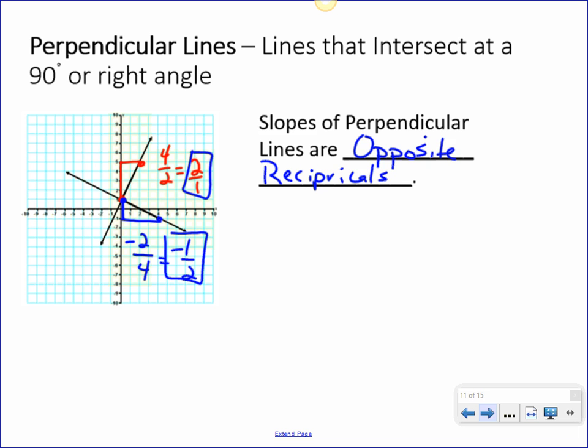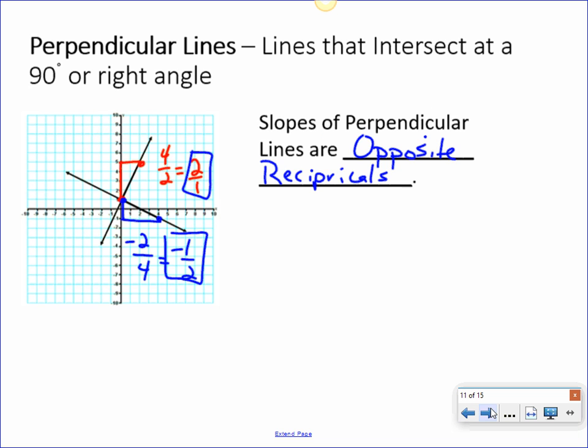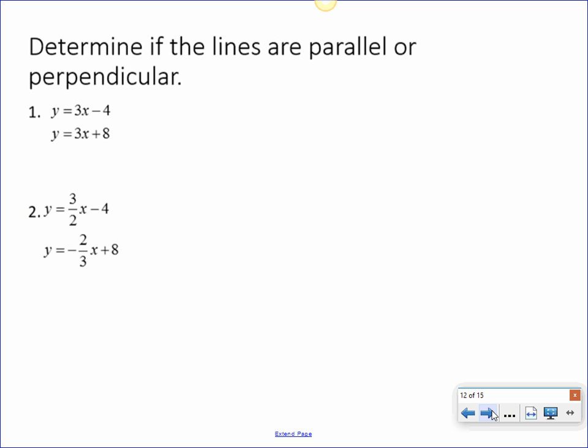So what is it going to look like today? What are we going to be doing? So the two big ideas. First of all, slopes of parallel lines are the same. Slopes of perpendicular lines are opposite reciprocals. So what are we going to do with that today? We're going to be determining whether lines are parallel or perpendicular.